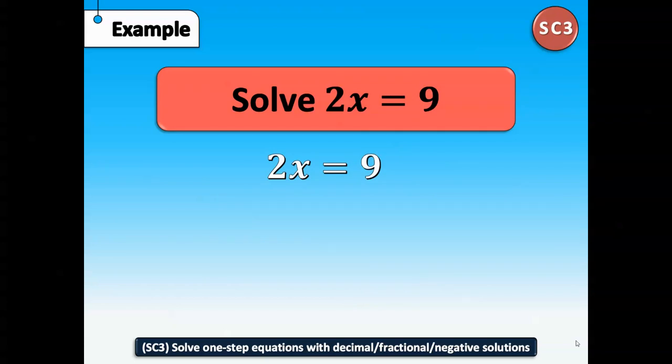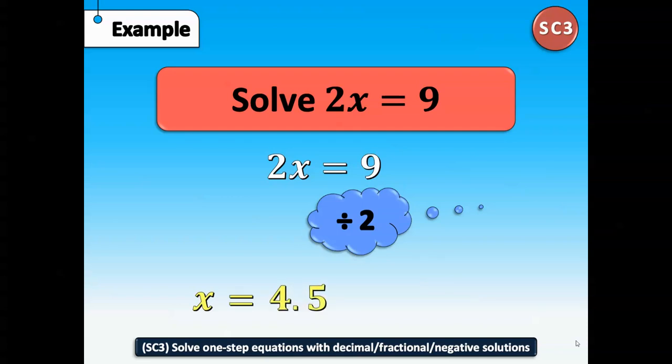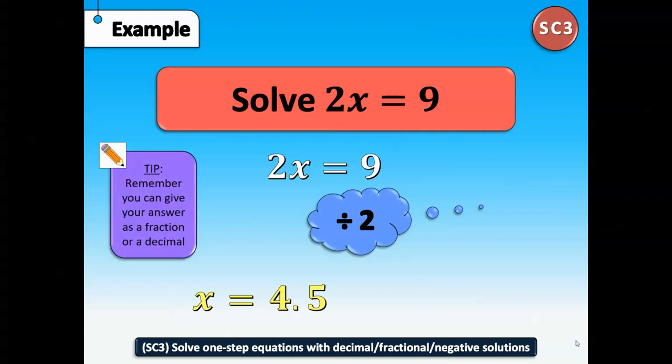In this question, we want to solve 2x equals 9. So 2x means 2 times x. So what number times by 2 makes 9? So we can do the opposite of timesing by 2. So that's dividing by 2. And 9 divided by 2 is 4.5. Or we can give our answer as a fraction, and that would be 9 over 2. Or 4 and 1/2.